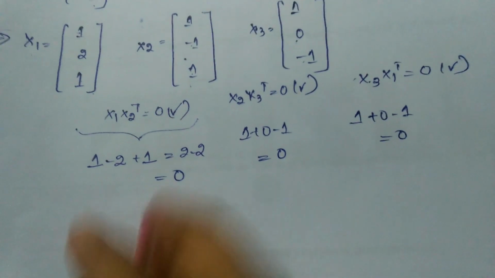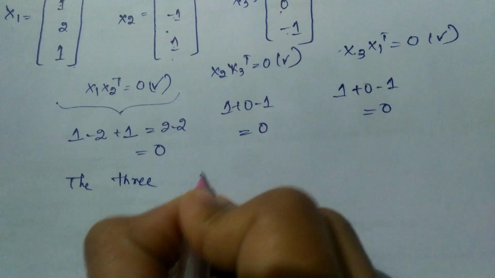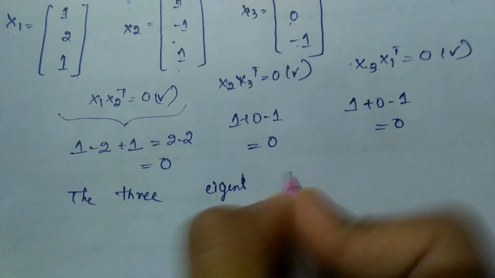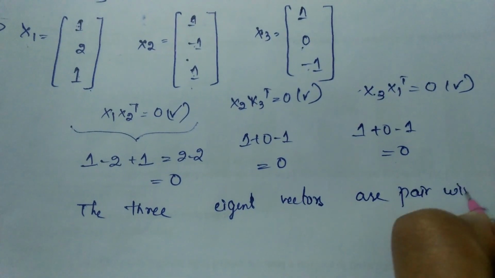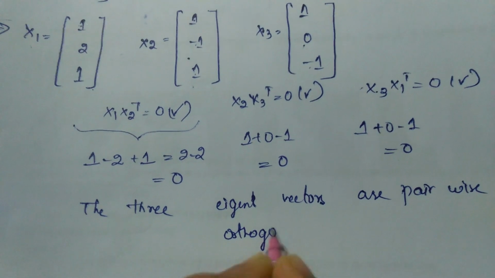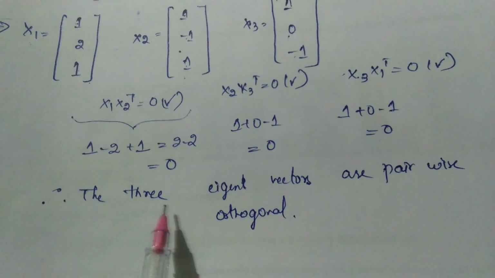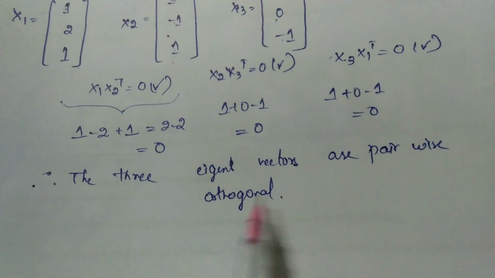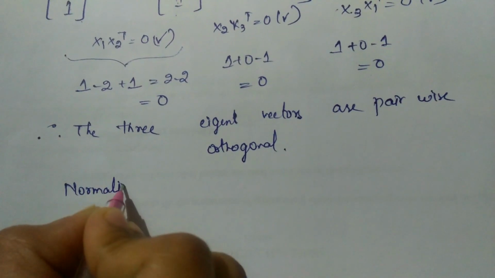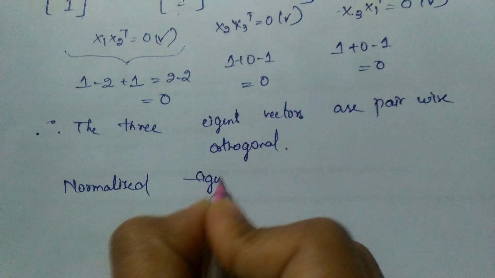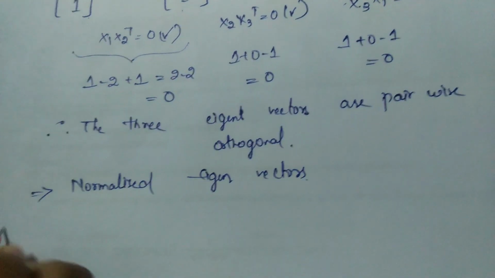Then we can write a statement as: the three eigenvectors are pairwise orthogonal. Now after checking whether they are pairwise orthogonal or not, we go to the next point, normalized eigenvectors. So we have to find out the normalized eigenvectors.